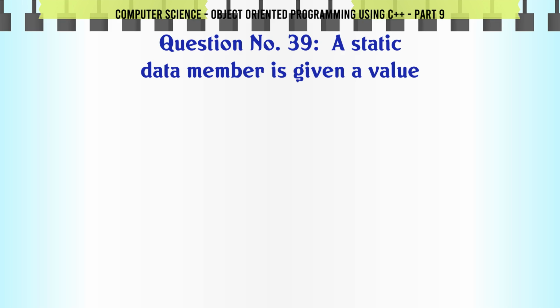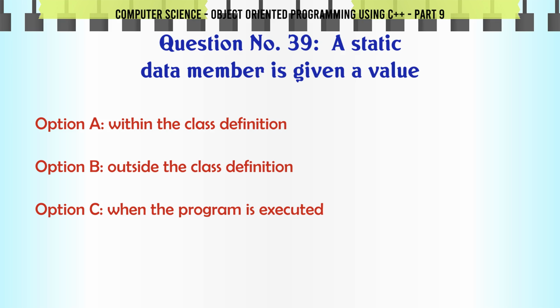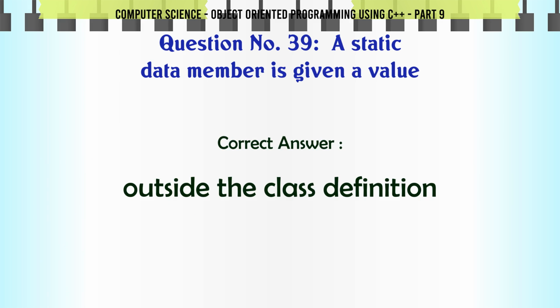A static data member is given a value: A. within the class definition. B. outside the class definition. C. when the program is executed. D. never. The correct answer is outside the class definition.